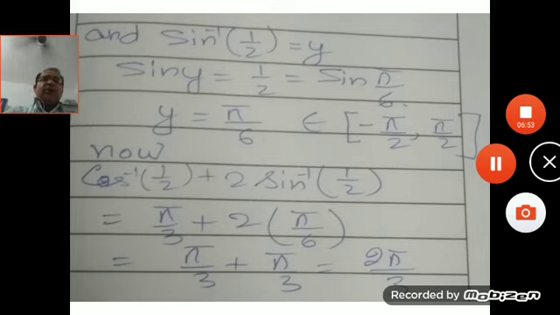So now we can write the value of cos inverse 1 upon 2 plus 2 sin inverse 1 upon 2. We have already calculated cos inverse 1 upon 2 as pi by 3, plus 2 into the value of sin inverse 1 upon 2, which we calculated as pi by 6. 2 into pi by 6 means pi by 3, so pi by 3 plus pi by 3 is 2 pi by 3. In this way, this question is completed.